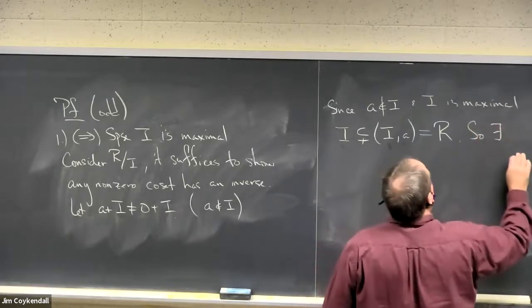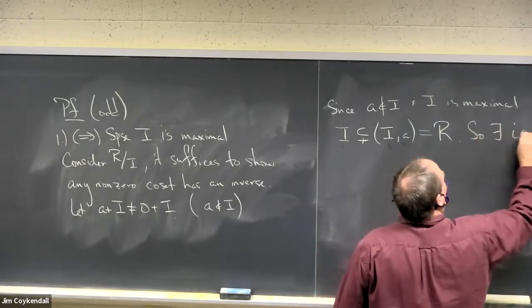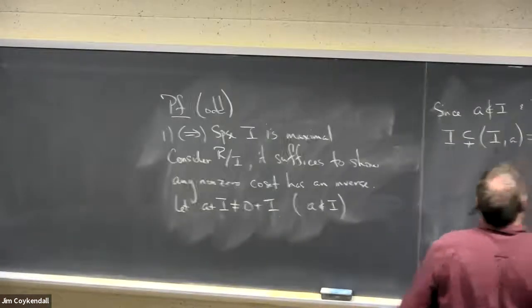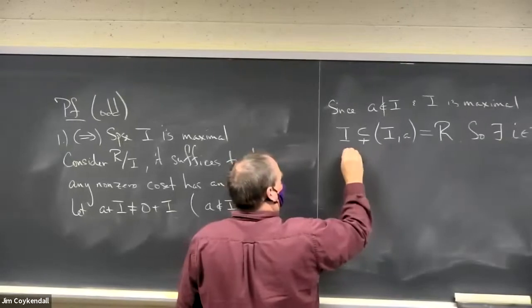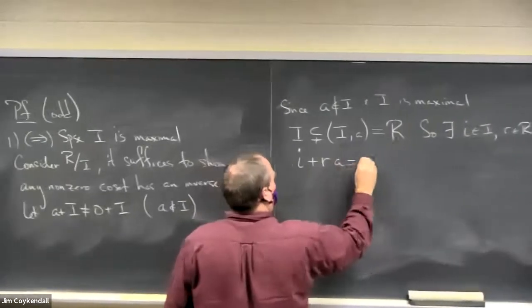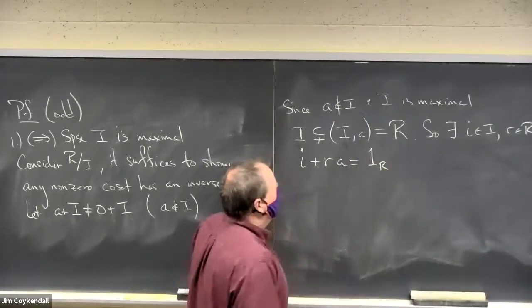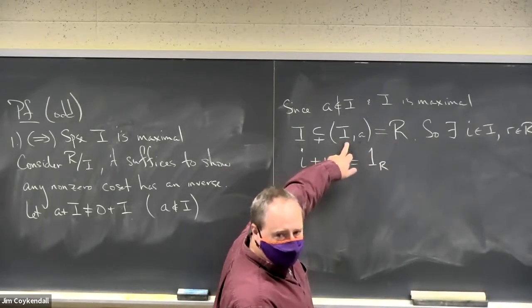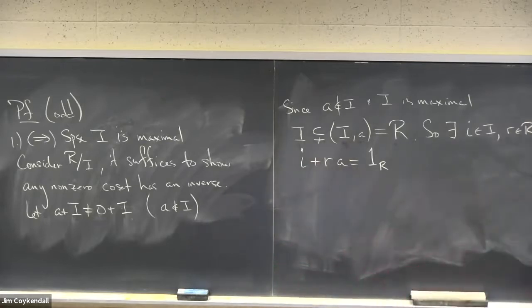So there exist i in I and r in R such that i + ra = 1, because 1 lives in here. What does a typical element of I comma A look like? When we talk about all these generators, it's an element of I plus something in the ideal generated by A, so it's a multiple of A, hence the ra. Everybody okay?